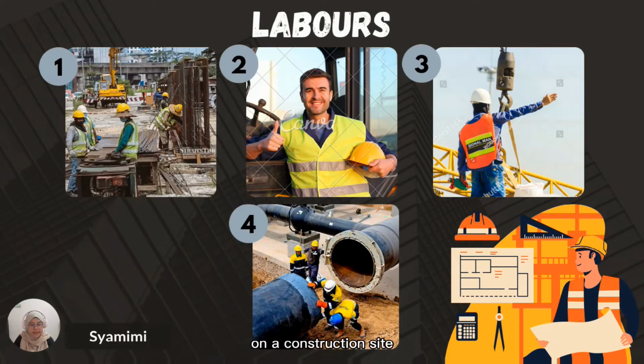On a construction site, labor refers to the people who do the construction job. So labor on site can be categorized according to their scope of work. In the construction of water reticulation, there are different kinds of labor involved, such as number 1, the general construction worker. A general laborer or general construction worker is responsible for performing various tasks to aid the daily operations at the construction site.